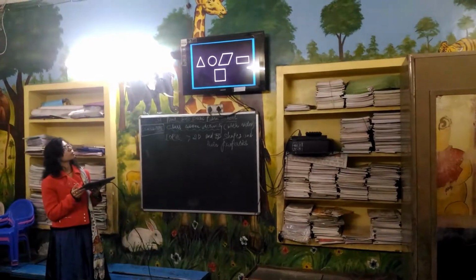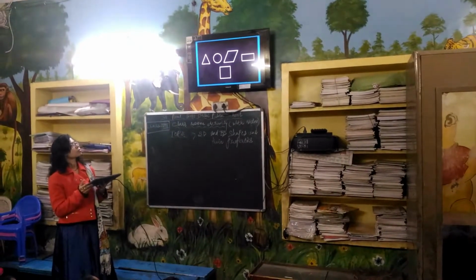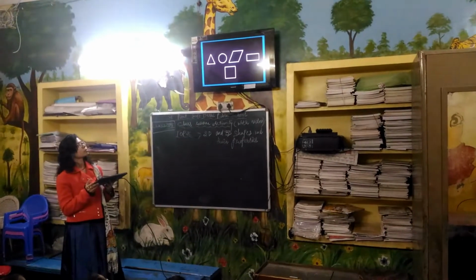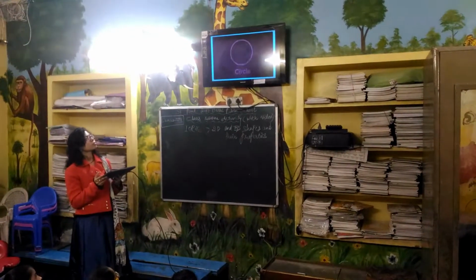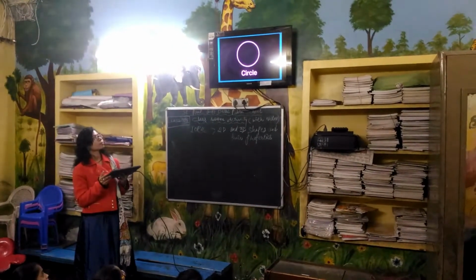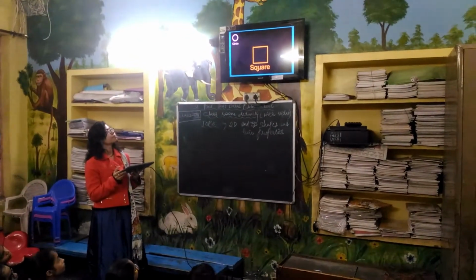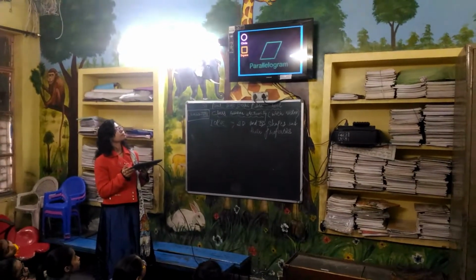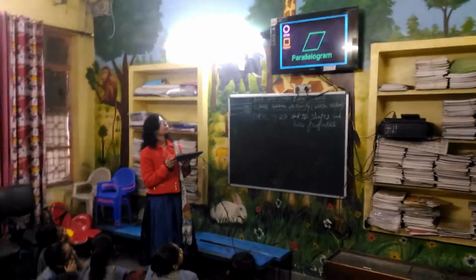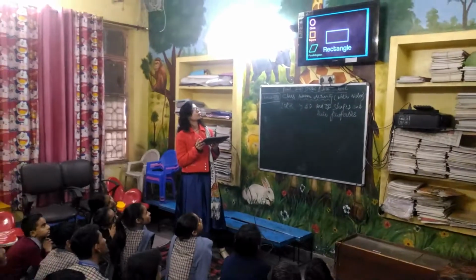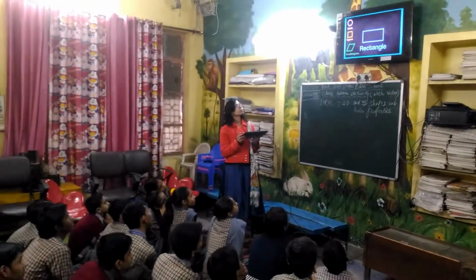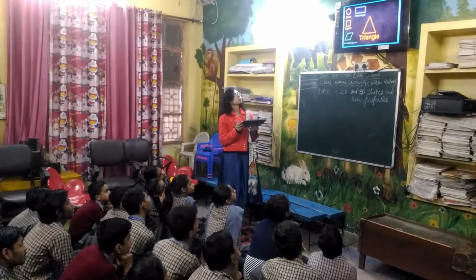Let us pick up all the 2D shapes first and put them to the left. What are the 2D shapes? They are the circle, square, parallelogram, rectangle, and triangle.